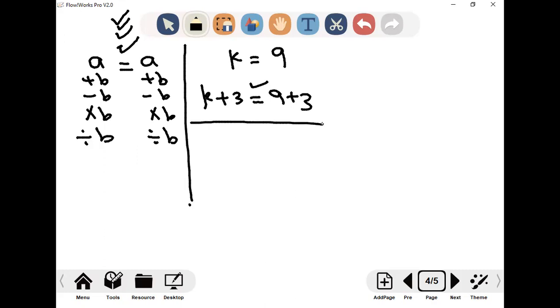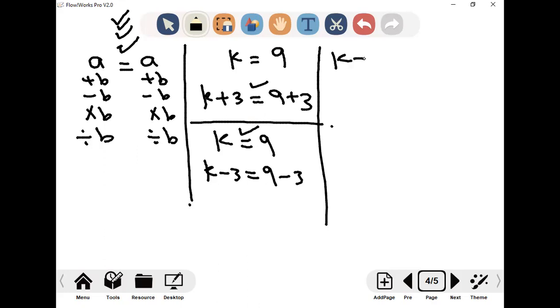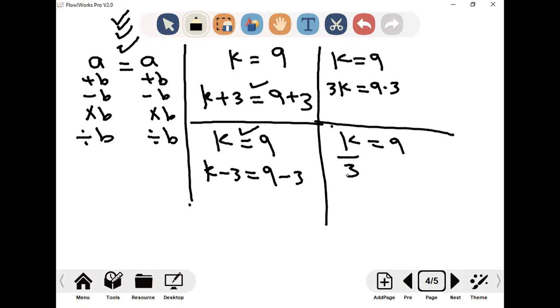If k equal 9 again and I subtract 3 from both sides, I subtracted the same number, right? Correct, Amer. Okay. If k equal 9 and I multiply with 3 in both sides, equal? Equal. Okay. If k equal 9 and I divide with 3 in both sides, also equal, right? Did we understand these properties? Did we understand the table? Good boys.